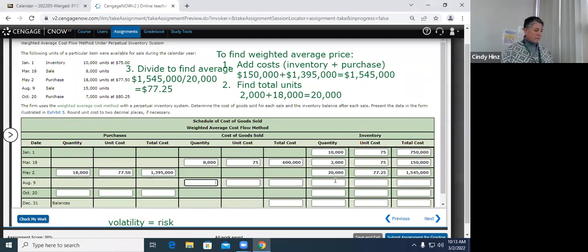Let's move on then to our next transaction. On August 9th, we had another sale. We sold 15,000 units. Because we're using the weighted average approach, we only have one price, that's $77.25. Yes, somebody might be in the store trying to make sure that the oldest stuff is pulled front. We rotate the stock, rotate our inventory, and try to sell the oldest stuff first. But in our accounting records, we don't care. We had 20,000 units. We sold 15,000. We now have 5,000 units left.